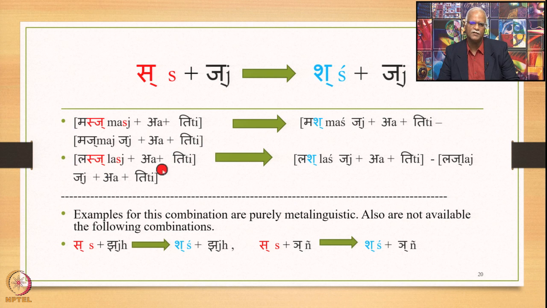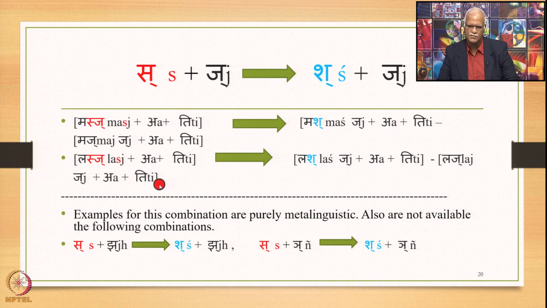Similarly, we have laś plus a plus ti, and this ś is substituted by ṣ by the present rule 8.4.40. So we have laṣ jati, and then this ṣ is substituted by j. So we have lajjati as the derived output. We must note here that examples for this combination are purely metalinguistic, as is the case over here.